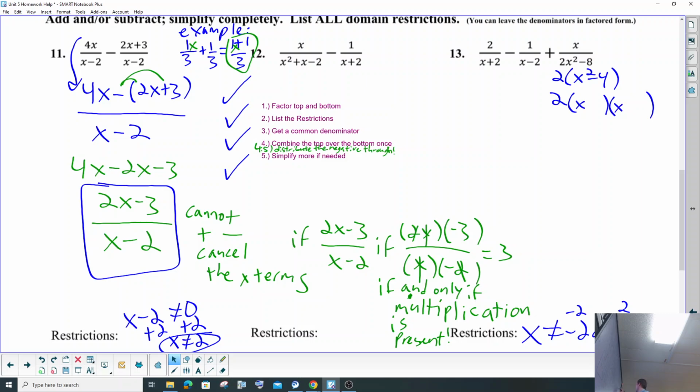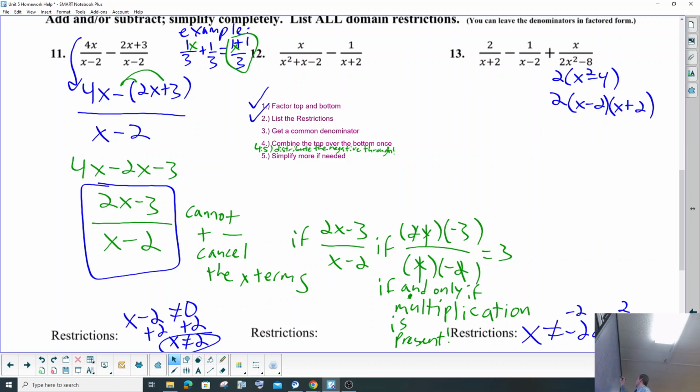Try it on your own. So 2 and 2, negative and positive. All three terms need the same common denominator before you can combine the top over the bottom once. So what we did there is we factored it. We listed the exclusions. And now we have to get a common denominator.